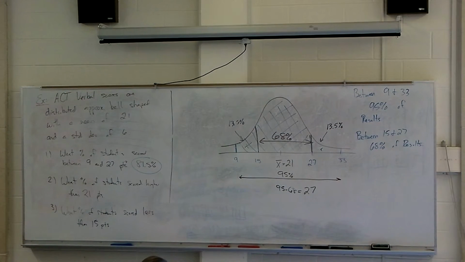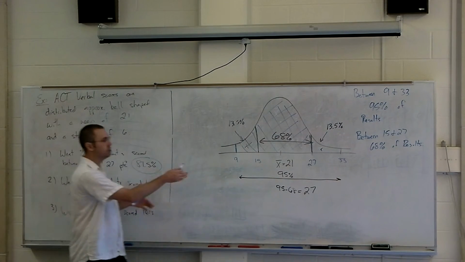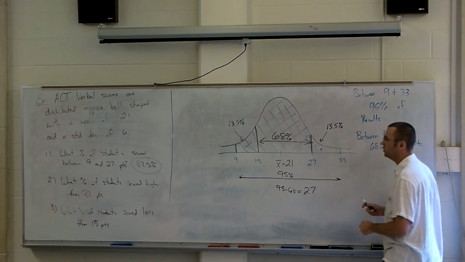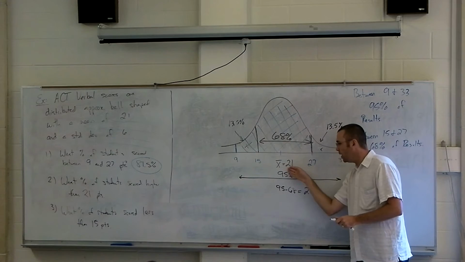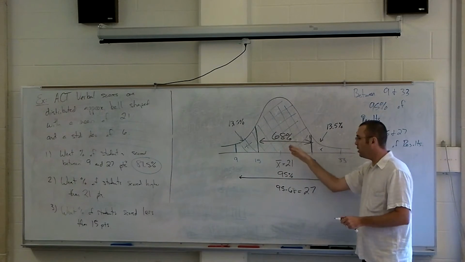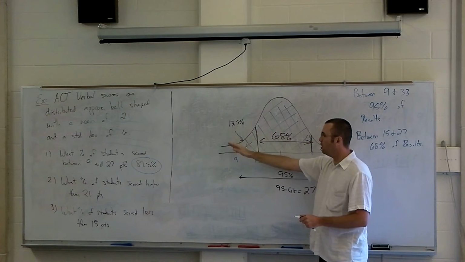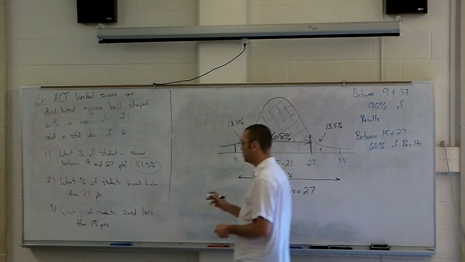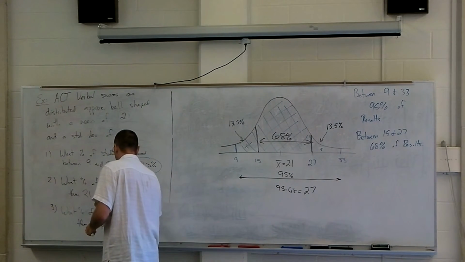All right. Question number 2. What percentage of students scored higher than 21 points? 50%. In this case, again, we're using the overall shape of this particular distribution. 21 is right in the middle of our picture here. So the amount above and the amount below have to be the same. So the answer for the second question is 50%.